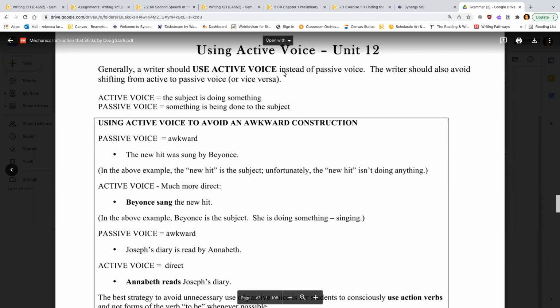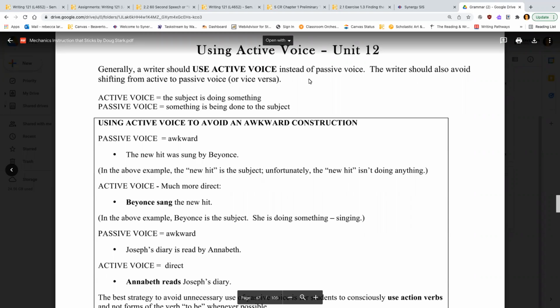The writer should also avoid shifting from active to passive voice or vice versa. There are reasons, and there are some types of writing which oftentimes require passive voice. And I think if you read a lot of historical informational writing, especially older historical documents, they are often written in the passive voice. So that's why I think students sometimes struggle with it, because a lot of the readings that you have done are written in that way. But we want to start using active voice as much as possible.